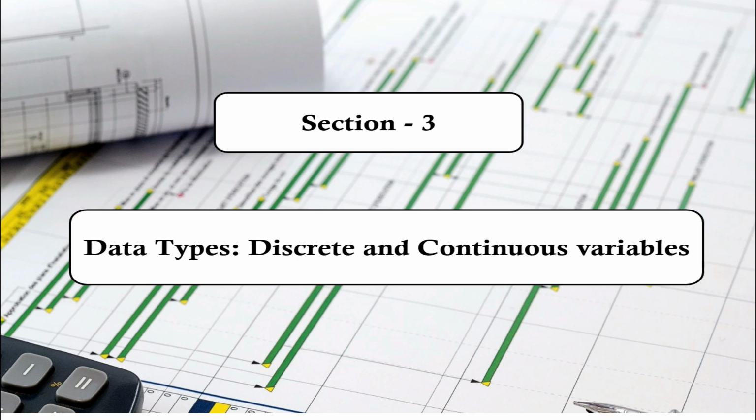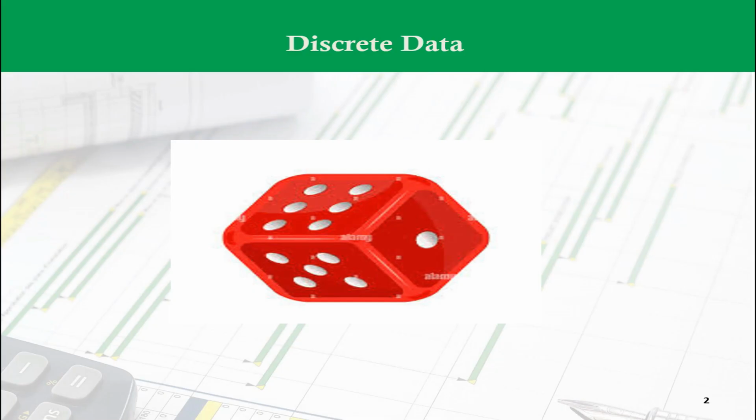Hello everyone. In the last lecture you learnt about categorical and numerical data types. But I told you there was a second way to classify data types, and that led us to see them as either being discrete or continuous data types. Let's start off with discrete data types.